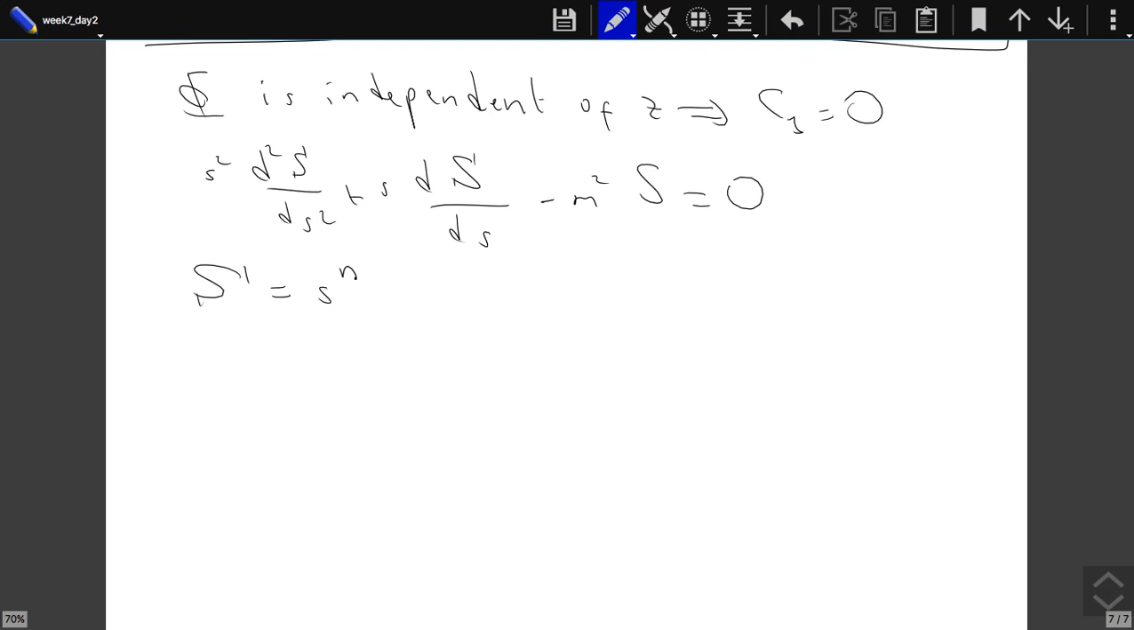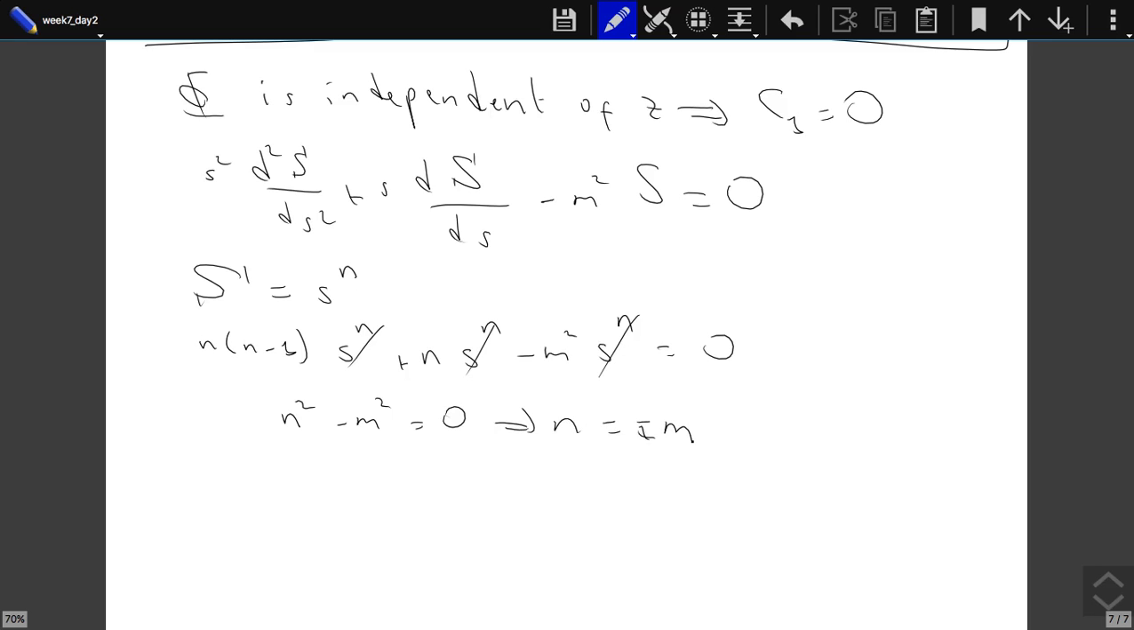Now let's see. If you put it over here, you would end up having n times n minus 1 times s to the n, plus n times s to the n, minus m squared s to the n, equal to 0. I can just cancel s to the n's. I end up having n squared minus m squared equal to 0, or n is equal to plus minus m. Now we have these two solutions. S is equal to, let's say, am times s to the power m plus bm divided by s to the power m. These are two solutions if m is not equal to 0.